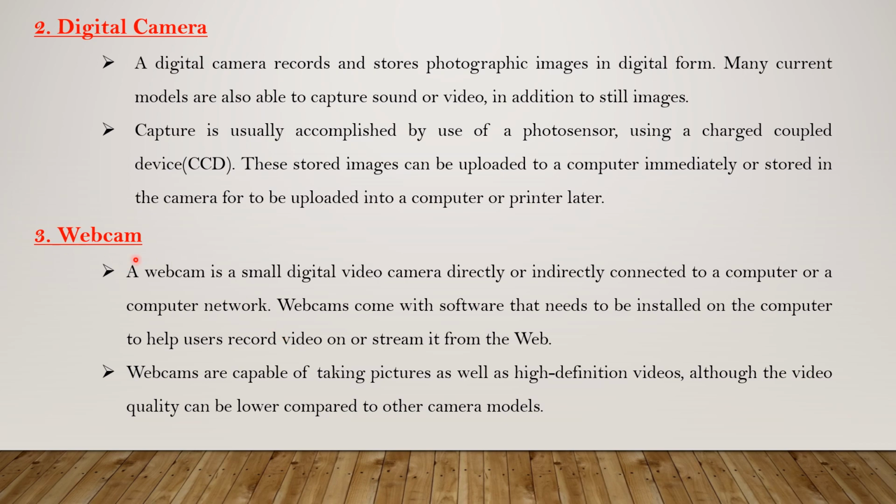Third, we have a webcam. What is a webcam? A webcam is a small digital video camera directly or indirectly connected to a computer or a computer network. We have that webcam on laptops now, directly given on the screen. Okay, so webcams come with software that needs to be installed on the computer to help users record video or stream it from the web. So whenever we want, we can directly call others also for our meetings. Face-to-face meetings we can do through our PCs. Why? Because there is a webcam on that.